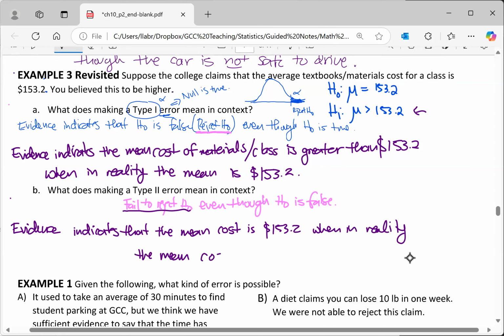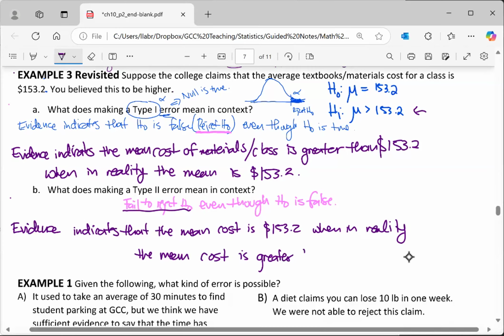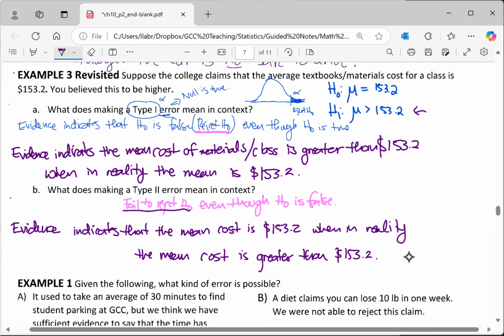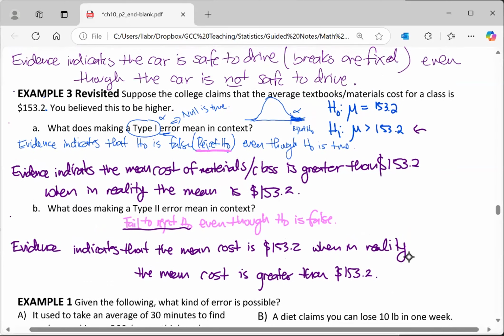The mean cost is greater than 153. All right, and there you have it. So in both of these cases, I don't think there really seems to be any major drawback to type 1 and type 2 error.